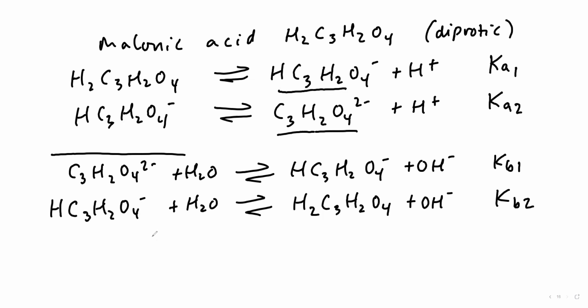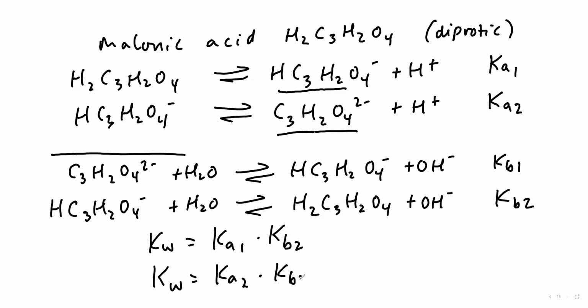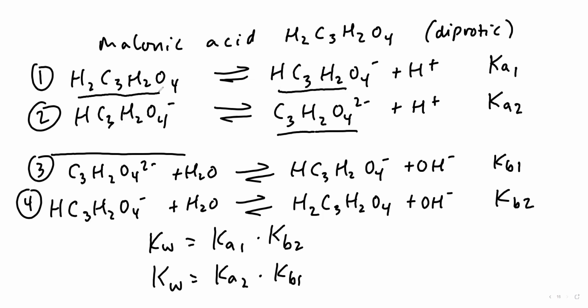And if you study this for a little while, you'll see that Kw is always going to be Ka1 times Kb2, and Kw would also be Ka2 times Kb1. And that's because if you number these reactions, where 1 and 2 are acid dissociation reactions and 3 and 4 are base hydrolysis reactions, you can see that reaction number 1 has the conjugate acid-base pair H2C3H2O4 and HC3H2O4 minus, and we find that same pair in the bottom reaction number 4. And because those two species are present in reaction 1 and reaction 4, the reactions that are abbreviated by Ka1 and Kb2, when we add number 1 to number 4, we're going to end up with Kw.